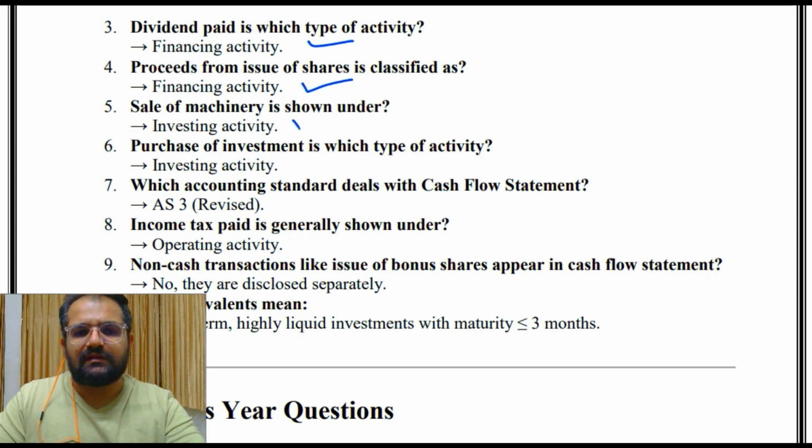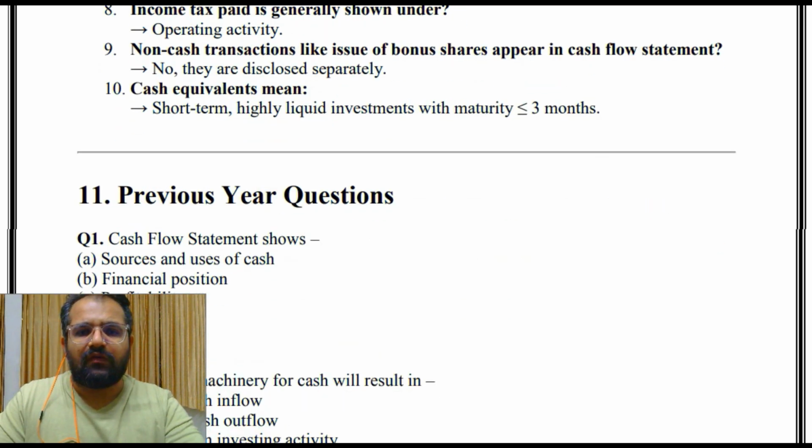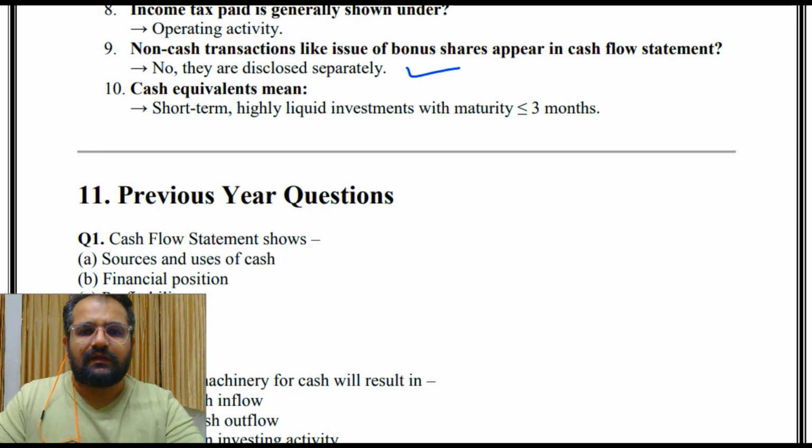Sale of machinery is shown under investing activity. Purchase of investment is which type of activity? Investing activity. Which accounting standard deals with the cash flow statement? So we have seen this multiple times. AS3. You tell me what is AS1? Accounting standard 1. Then income tax paid is generally shown under operating activity. Then non-cash transaction like issue of bonus shares, do they appear in cash flow statement? No, they are disclosed separately. ठीक है, does not appear in cash flow statement, they are disclosed separately.